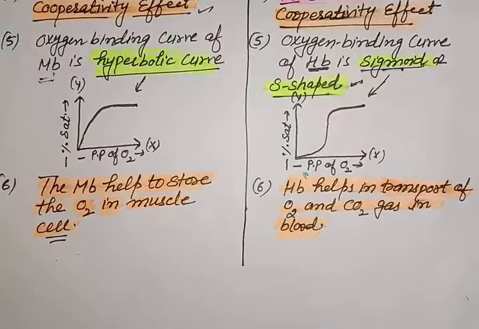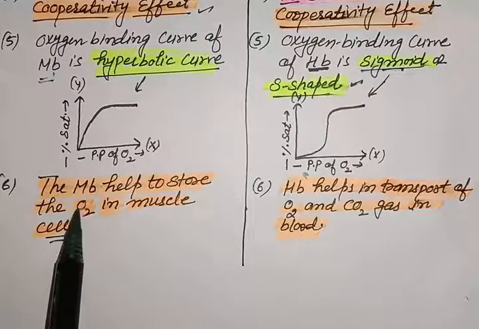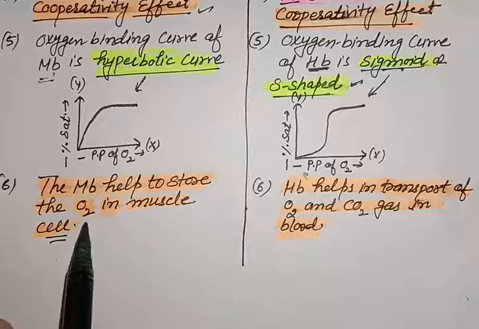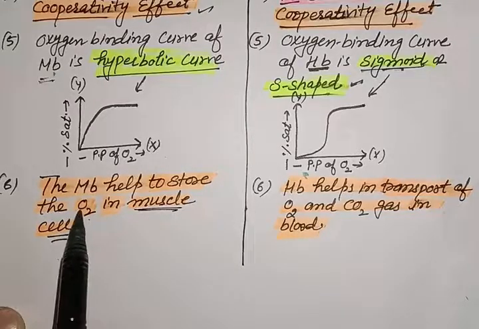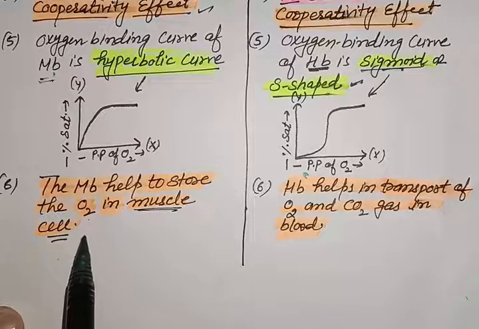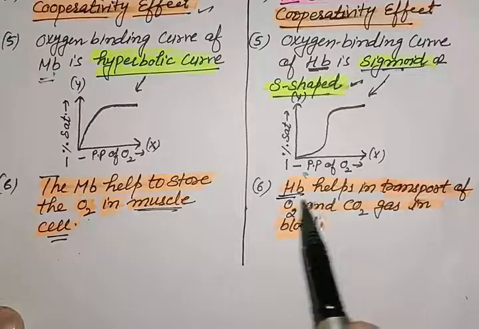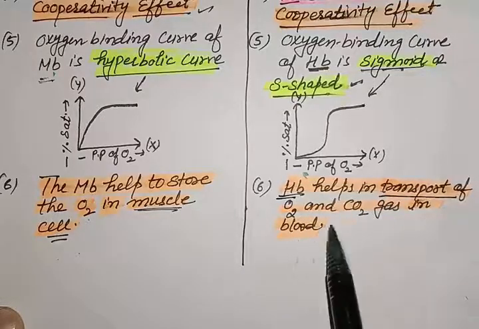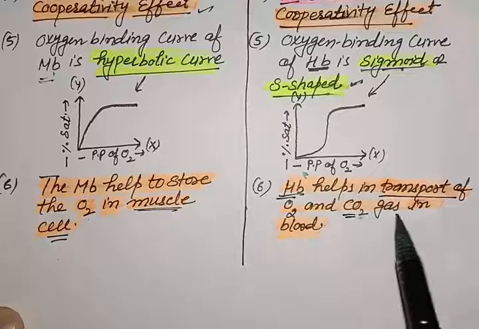One more difference is that the main function of the myoglobin is to bind the oxygen in the muscle cell. This oxygen which is bound in the muscle cell is used during anaerobic conditions, while the main function of the hemoglobin is that it helps to transport the oxygen and carbon dioxide in the blood.